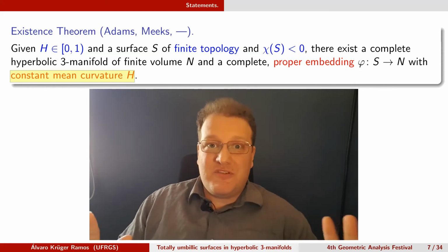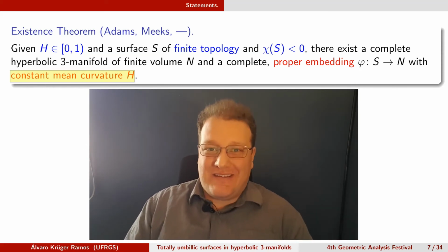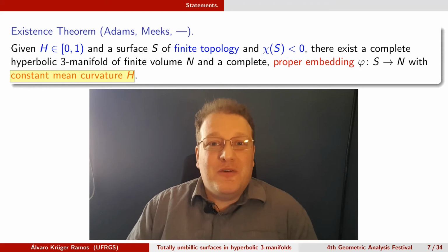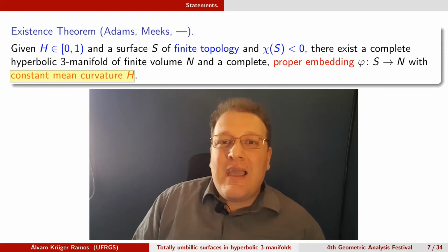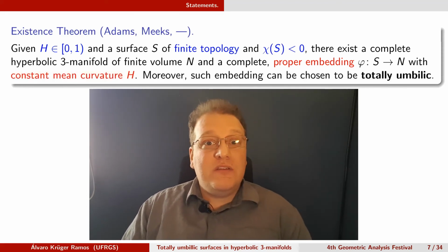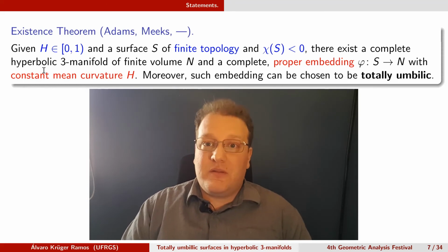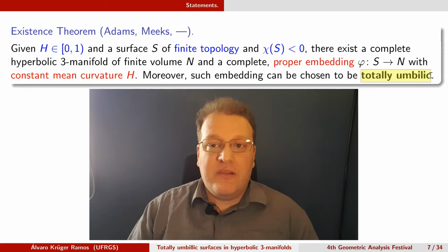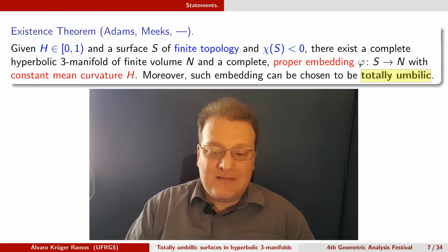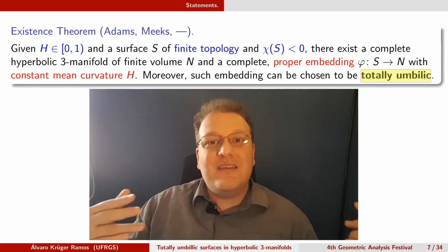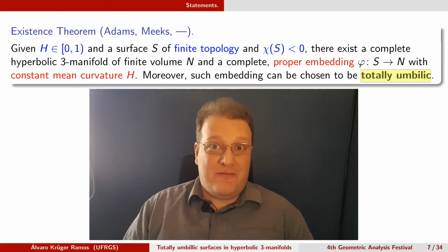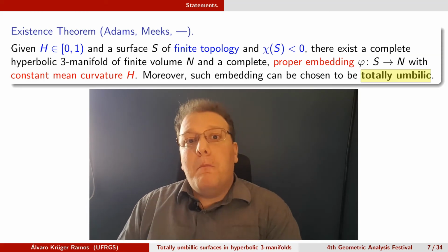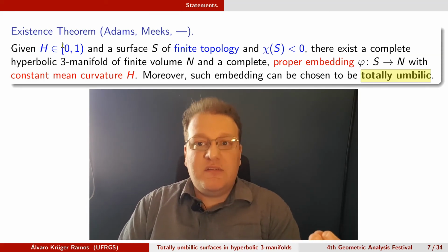And that's something we were really relieved about, because we didn't know if those surfaces actually existed. But there is something else. We don't just find them with constant mean curvature, we also find them as totally umbilic surfaces. So that's the title of the talk, totally umbilic surfaces in hyperbolic three-manifolds. But moreover, this is just the existence theorem.